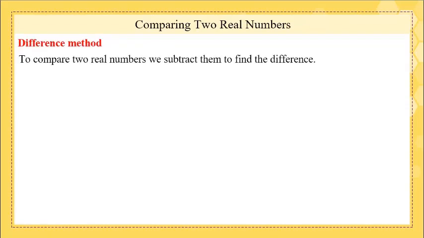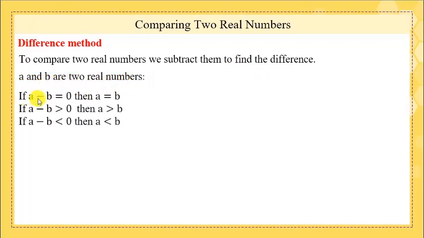Difference method. To compare two real numbers, we subtract them to find the difference. A and B are two real numbers. If A minus B equals 0, then A equals B. If A minus B is greater than 0, then A is greater than B. If A minus B is less than 0, then A is less than B.